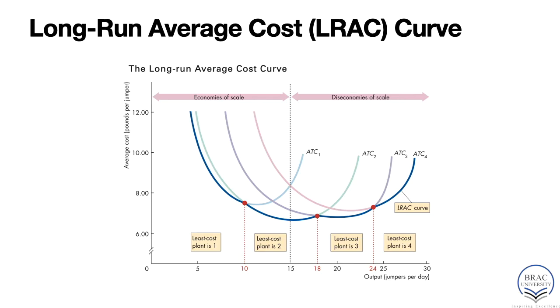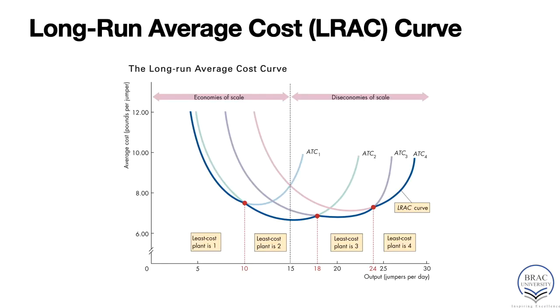Now, this figure shows the long-run average cost curve, in short, the LRAC curve. The LRAC curve is derived from the short-run average total cost curves of the 4 different plant sizes you've just seen in the previous slides. And the average total cost curve, I'm sure you remember, is called ATC. So for the 4 plants, you can see ATC1, ATC2, ATC3, and ATC4.